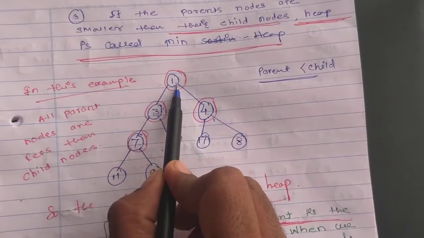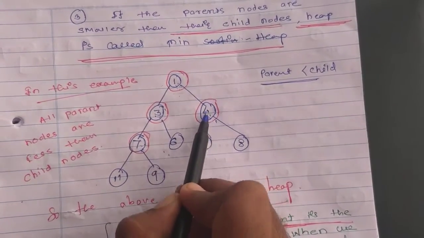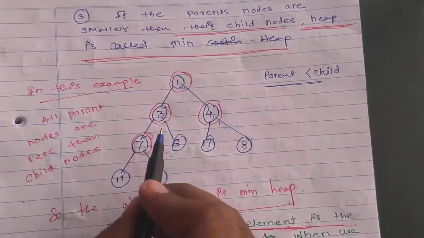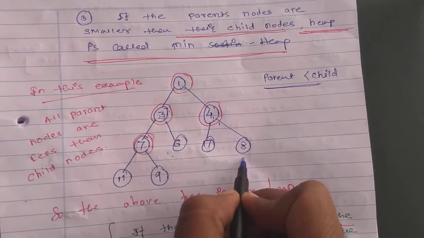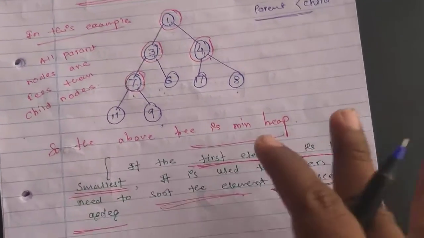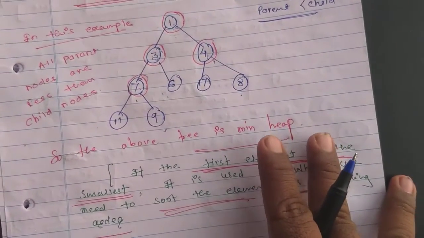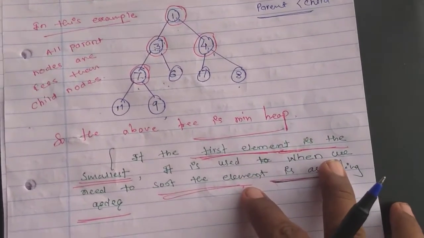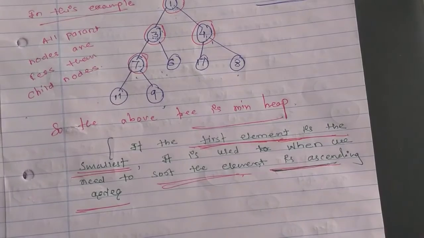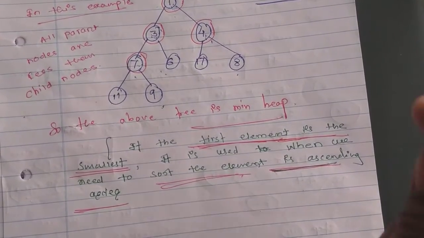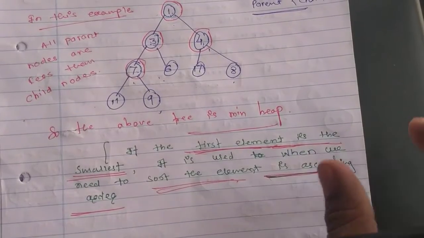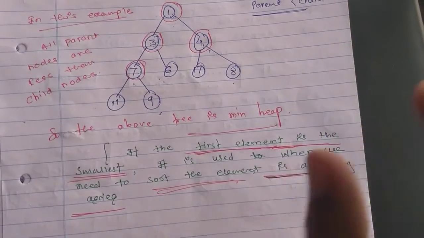1 is the parent and 3 and 4 are the child nodes, so the parent node 1 is less than its child nodes. Here also we can observe 4 is less than 17 and 8, 7 is less than 11 and 9. So it's an example of the minimum heap tree. This minimum heap tree is useful when the user wants to sort the elements in ascending order.